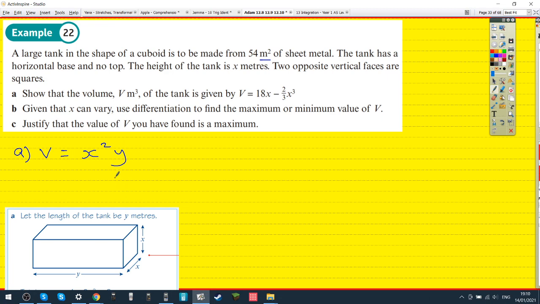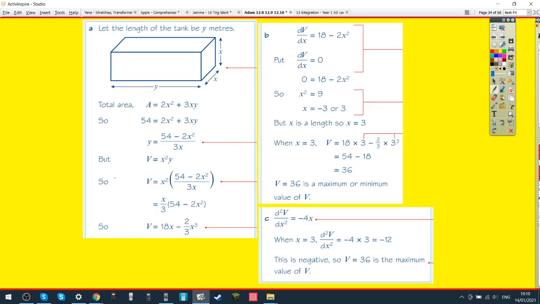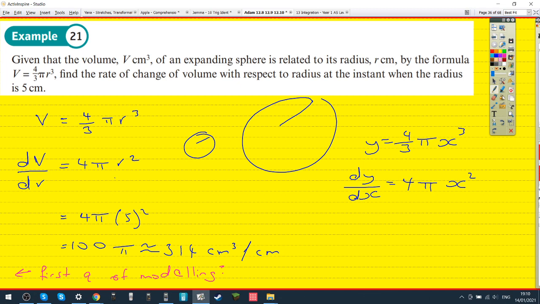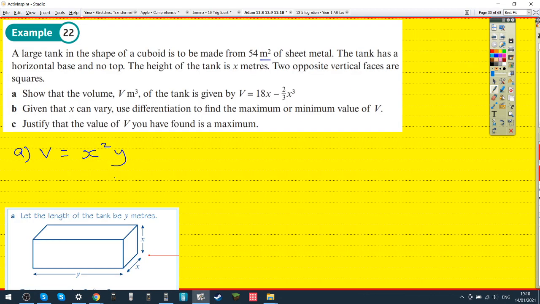So if they said find the rate of change, in the previous one the rate of change was dV/dr. If they asked us to find the rate of change here, we would be tempted to say it's dV by dx, and we hit a snag. It's not dV/dx because there's a y. It's not dV/dy because there's an x.